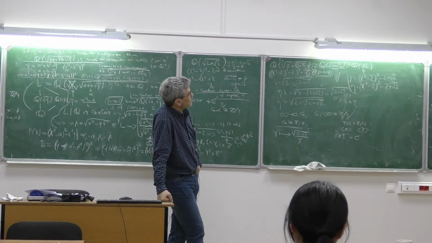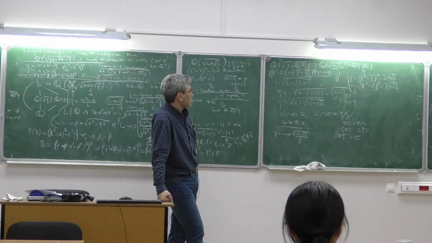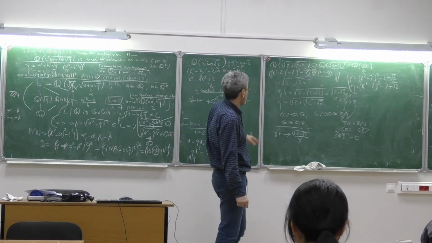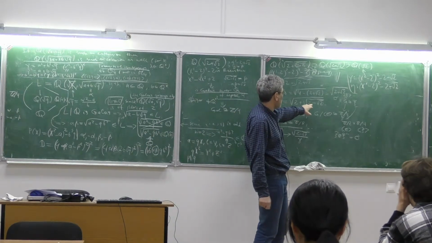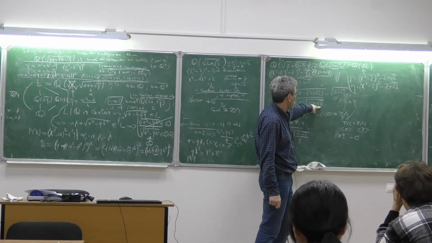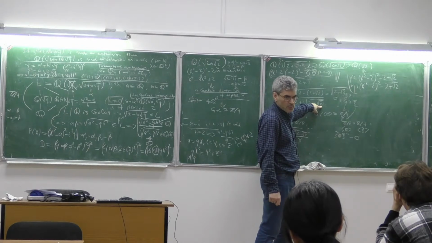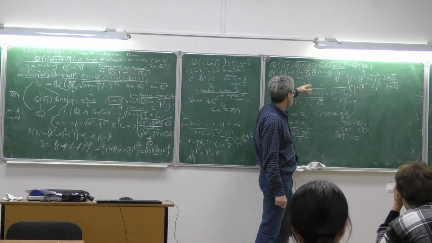But wait, you see that there is no wonder there is no such automorphism, because you assume that square root of 2 is fixed.